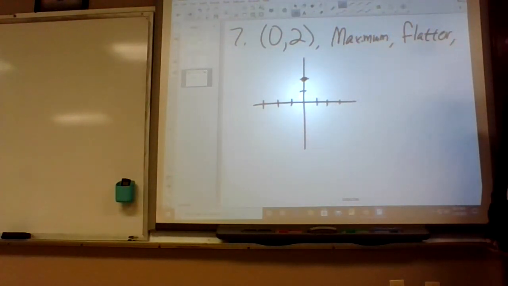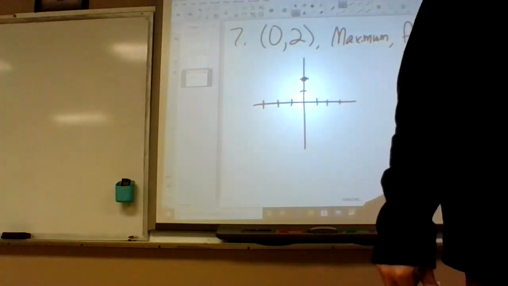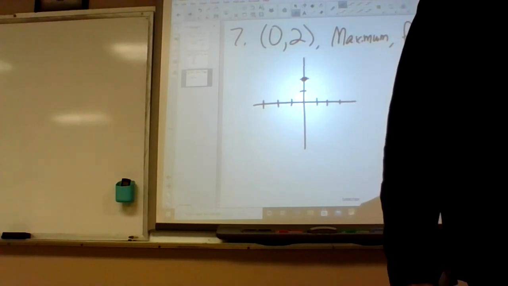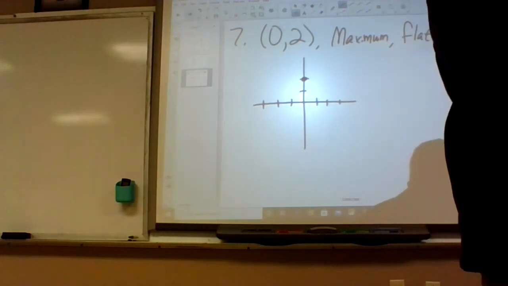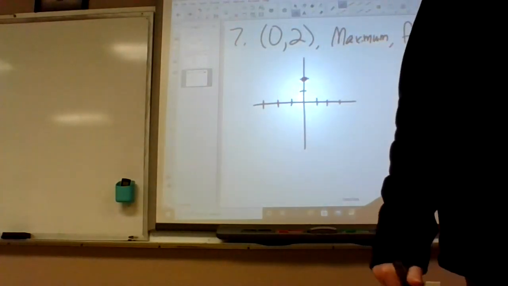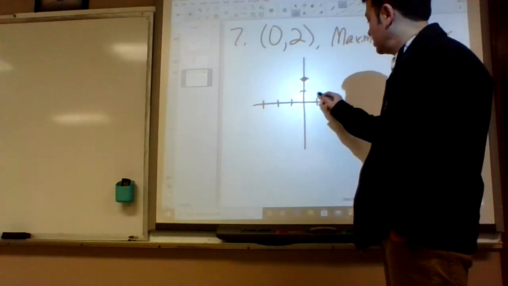How do I find my next point? You plug in something close to the vertex. The vertex is at 0 on the x, so I'm going to plug in 1. If you plug in evens on this one, it'll be a little easier because you have to multiply by 1/2, but I'm going to plug in 1 anyway. 1 squared is 1 times -1/2 is -1/2 plus 2 is 1/2. So 1, 1/2.